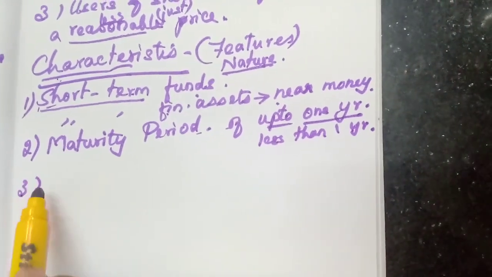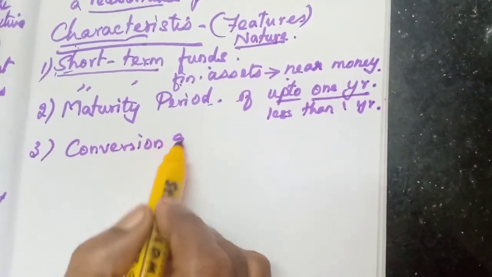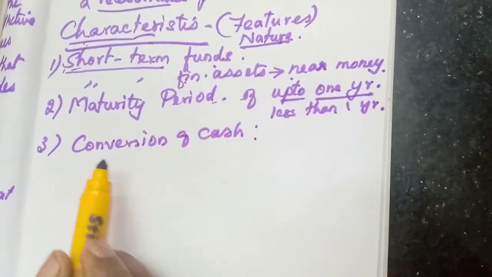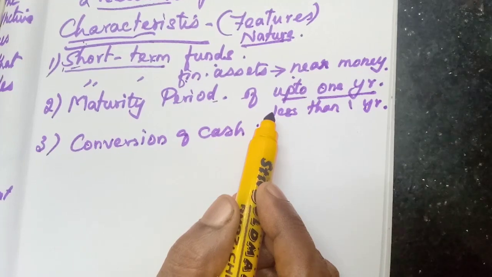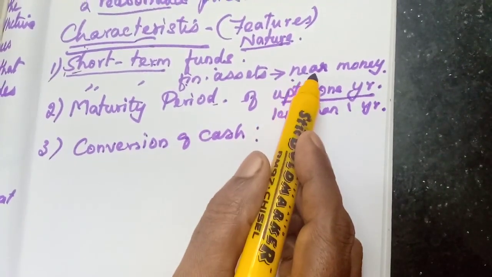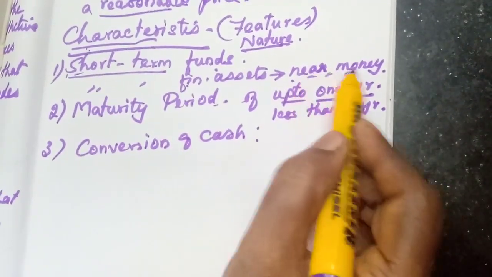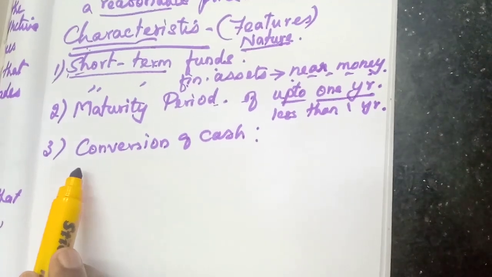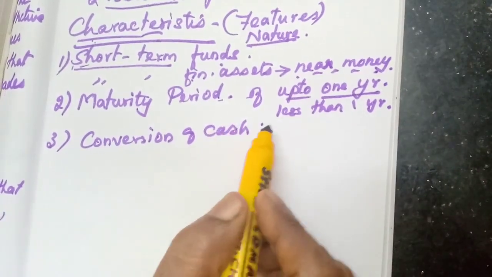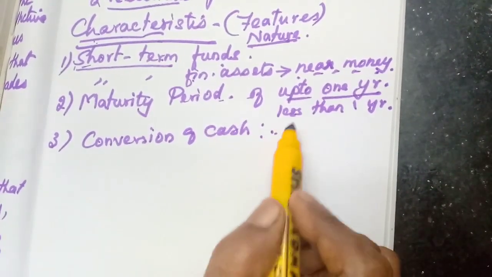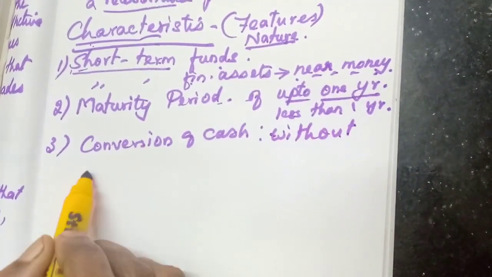Second point. Third point is conversion of cash. Already we learned we can convert this into near money, because this near money we can convert that into cash. We studied, isn't it? That is what coming here. Okay, near money we can convert this into cash. So this money market deals with the assets which can be converted into cash without much loss. That is the sentence we have to write.